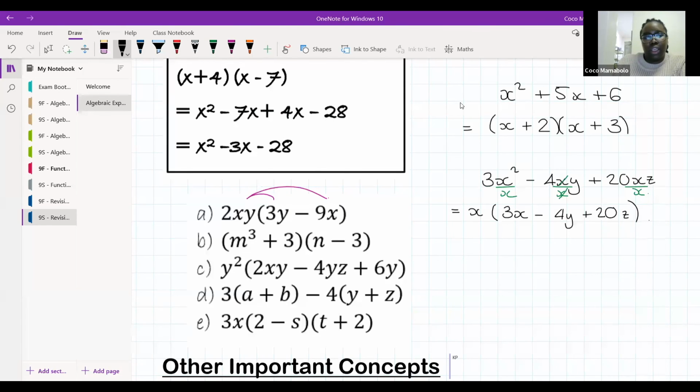Now that we're done, look at the inside of the bracket. Can I take out a trinomial here? I don't think so, because remember my trinomial needs to be squared. This x over here is not squared. Also, there's a y and there's a z. Nothing over here tells me that I can factorize any further. So this is the final answer. Okay, thank you, ma'am.